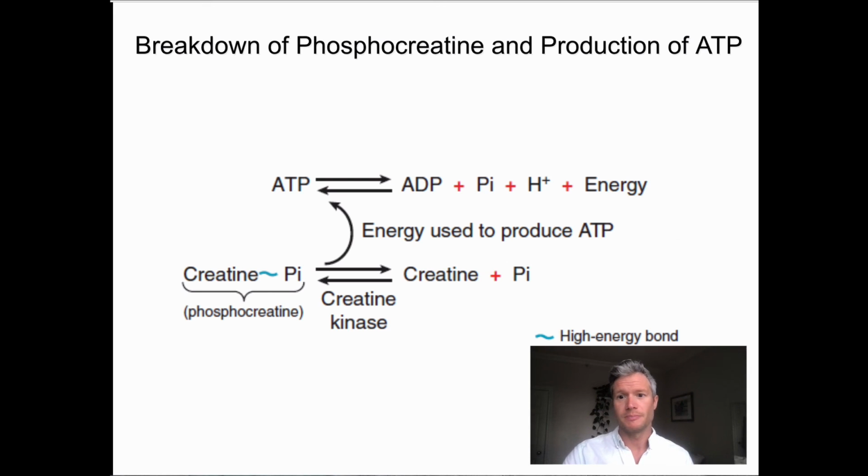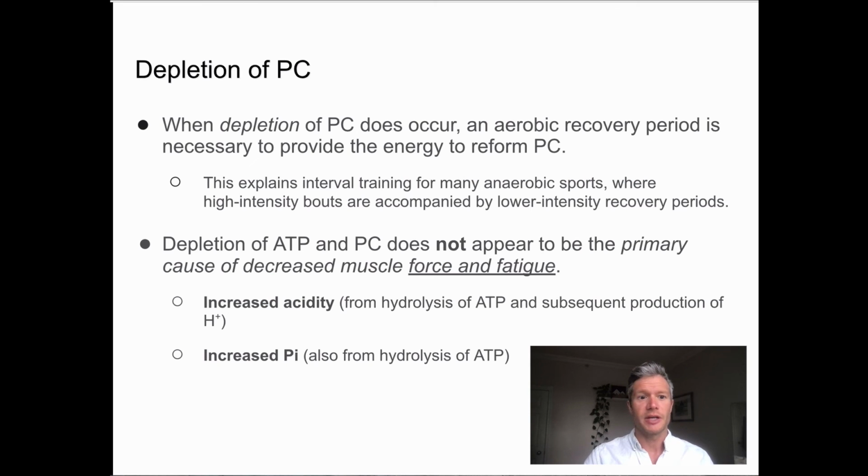So let's just pop back here for a second. If we're using a lot of ATP and a lot of creatine phosphate, it doesn't mean those molecules aren't around. All it means is we get a lot of the end byproducts kicking around. So we have a lot of hydrogen and a lot of inorganic phosphate floating around the cell, and that's what ends up causing fatigue and decreased muscle force in these shorter, high-intensity workouts.